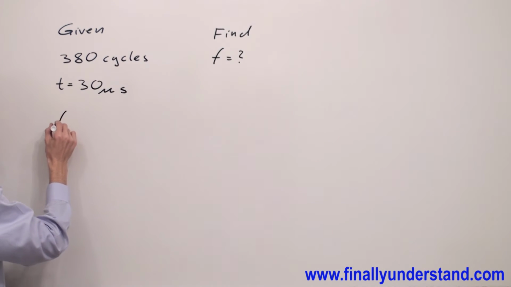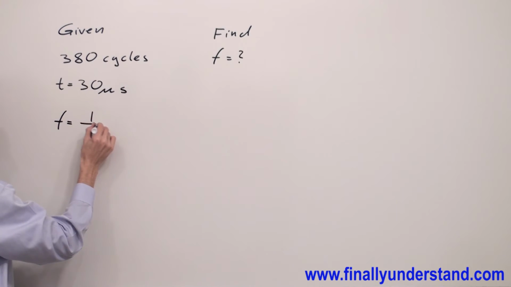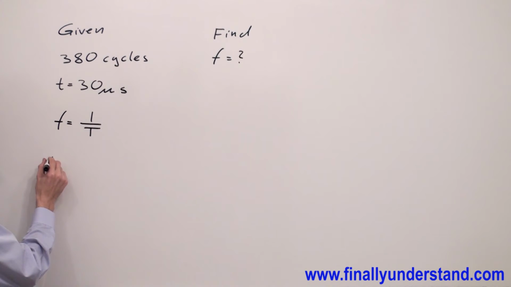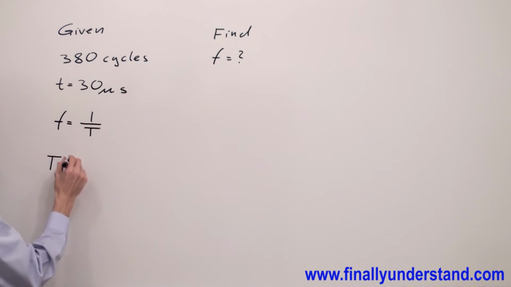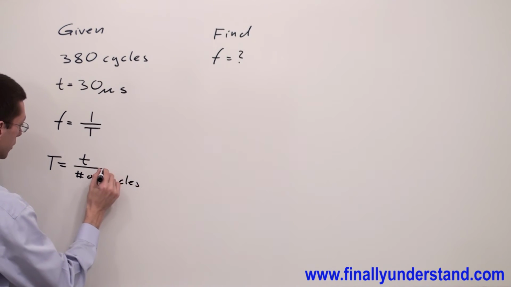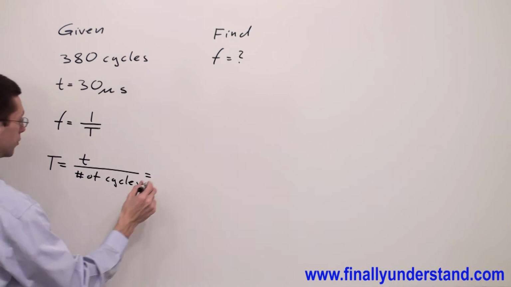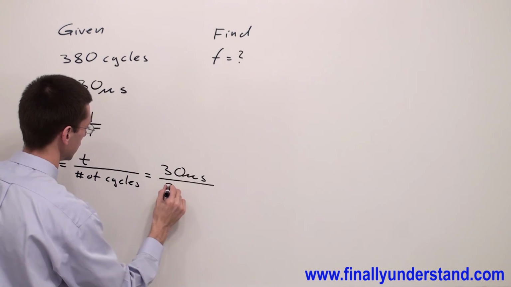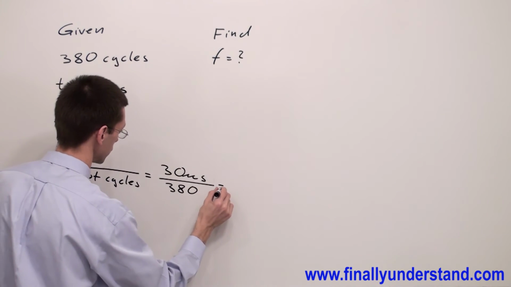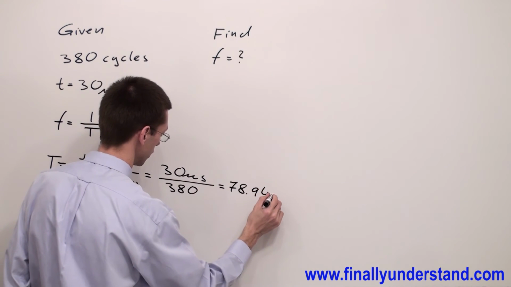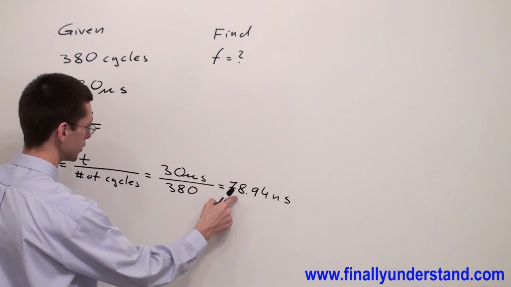Please realize that frequency you can calculate from the formula 1 divided by the period. We don't have period. In order to find period, you're supposed to divide the time by the number of cycles. So I'm going to have 30 microseconds divided by 380 cycles is going to give me period 78.94 nanoseconds. This is the period.